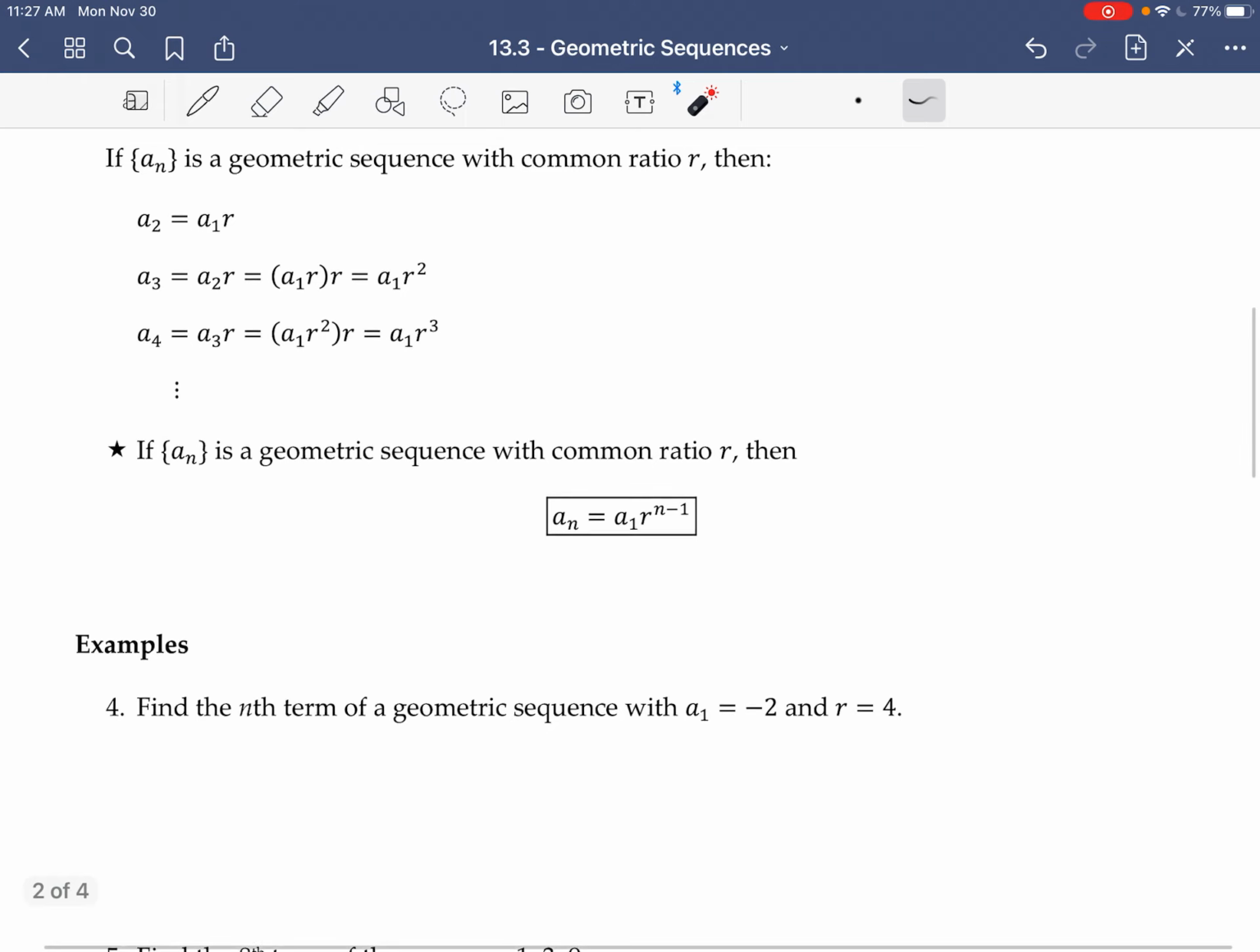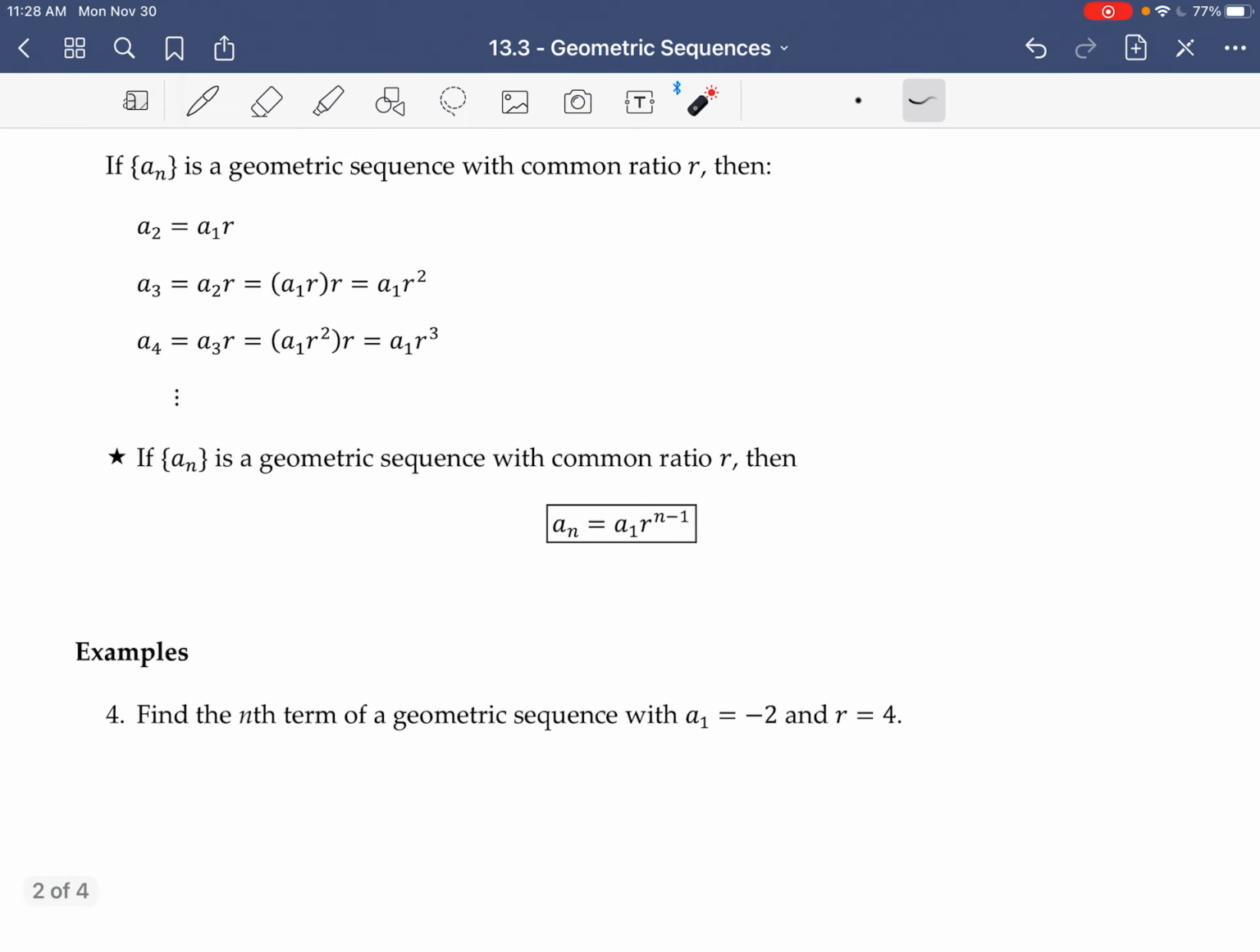Now, if you do have a geometric sequence with common ratio r, then you know that A2 is A1 times r.